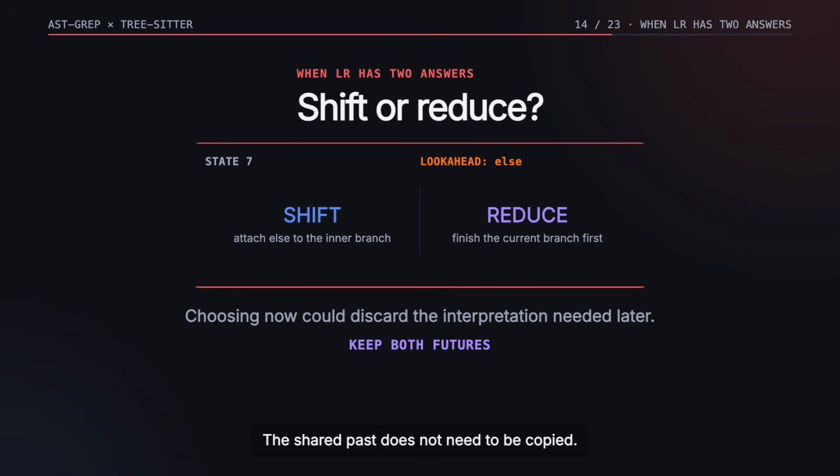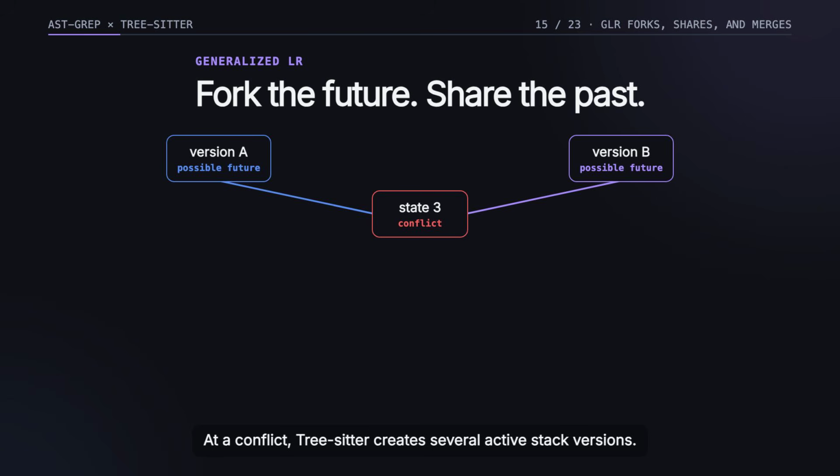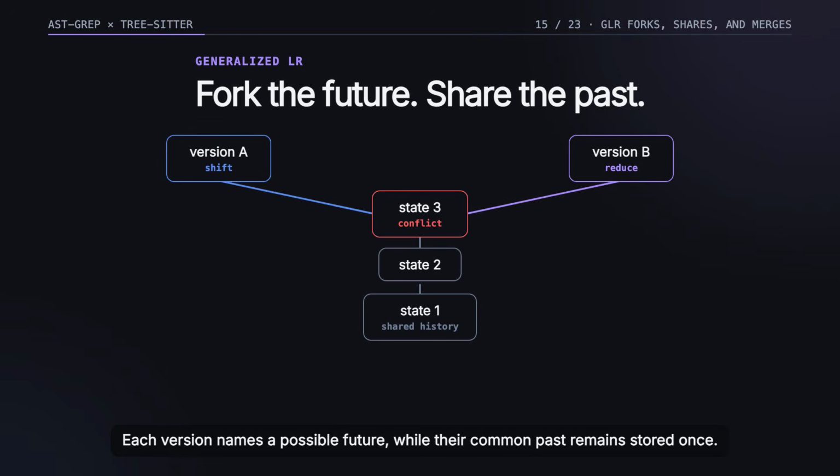The shared past does not need to be copied. Only the possible futures need separate identities. That is where generalized LR parsing begins. GLR stands for generalized LR. At a conflict, Tree-sitter creates several active stack versions. One may shift. Another may reduce. Each version names a possible future, while their common past remains stored once.